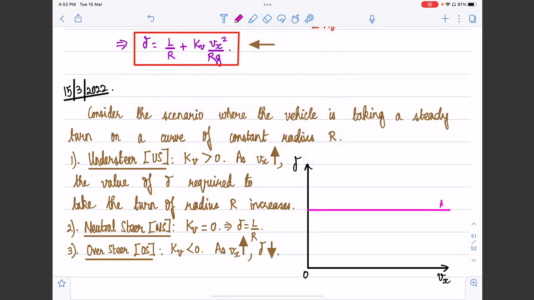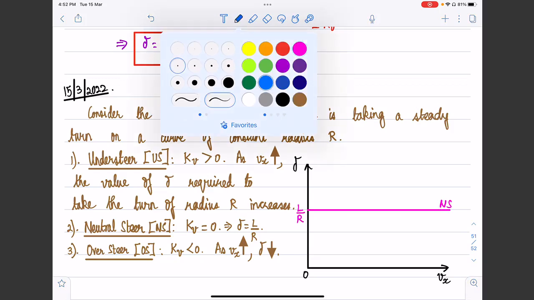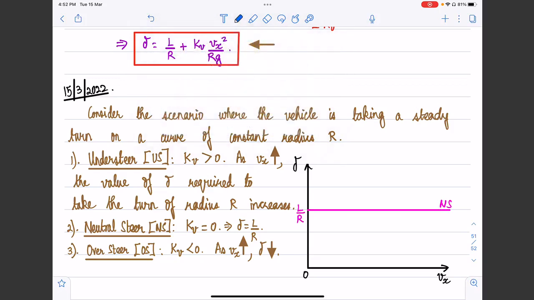So this curve, which I have plotted, is for neutral steer. And this particular steering angle is L by R. So the value of the steering angle always remains at L by R for a neutral steer vehicle. For an understeer vehicle, it increases with square of speed. So this is how it is for an understeer vehicle. When Vx is 0, all the curves will start from L by R, as is evident from the above expression.